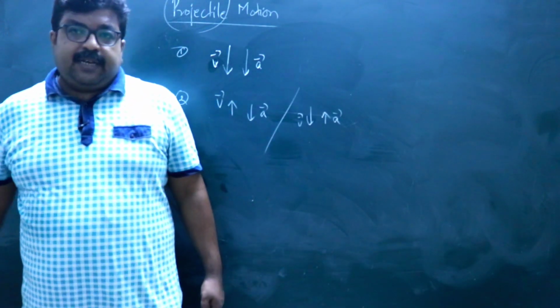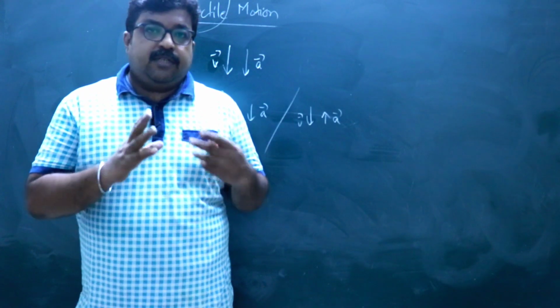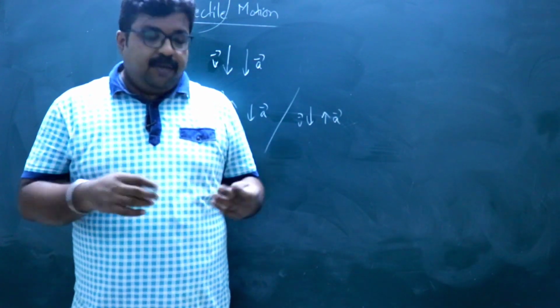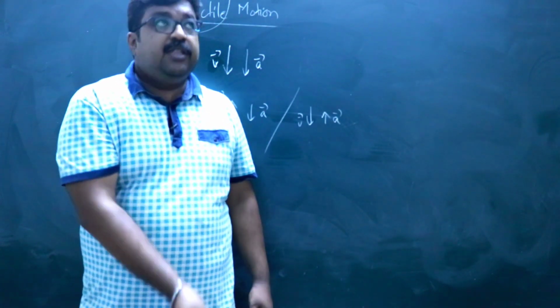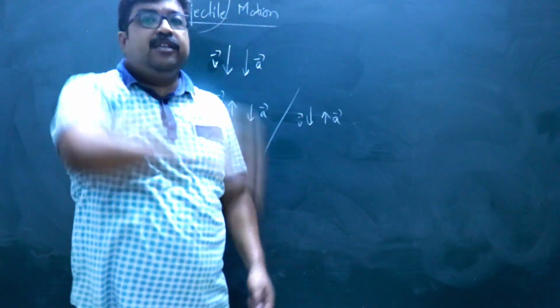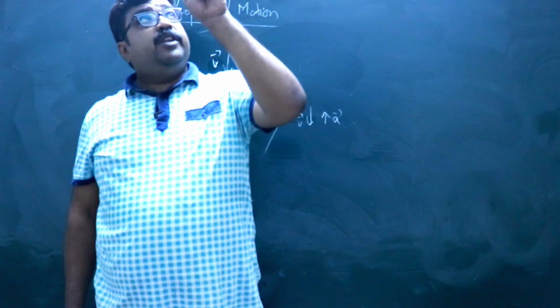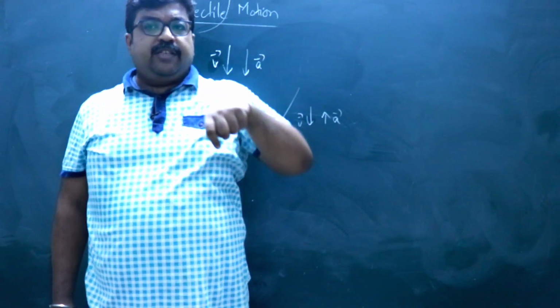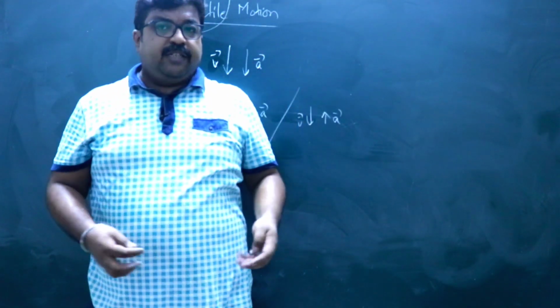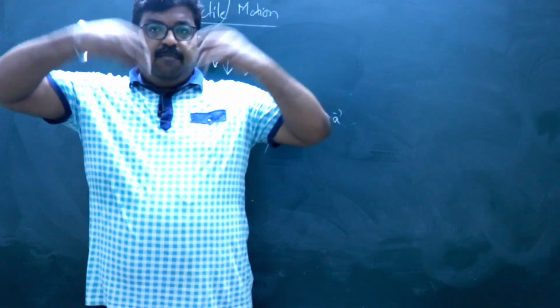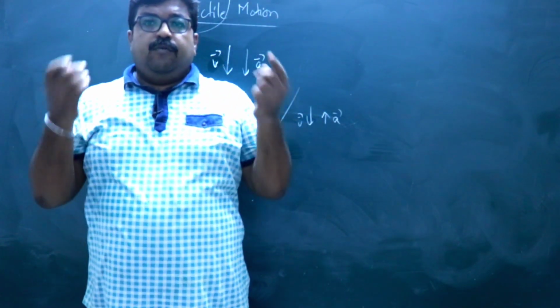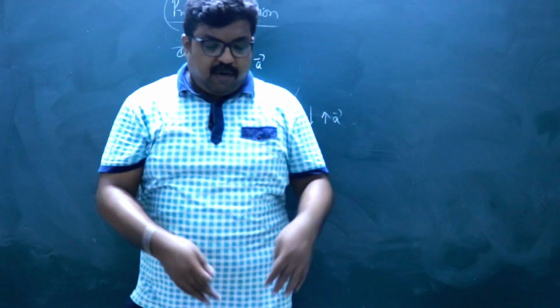Then to visualize that, just remember one example. See, if I throw this chalk in the upward direction, okay, it goes up and then it comes down. Now while going upward, see, velocity is in the upward direction, acceleration is in the downward direction. Acceleration will always be in the downward direction, because for any object, me, you, this chalk, gravitational force is always acting in the downward direction.